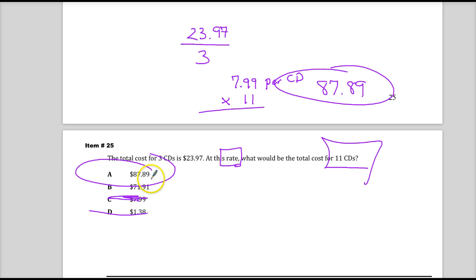This 7191, I'm not 100% sure where they got it. It's probably them multiplying out some other, like, times 10 or some other such thing. But, you know, that's it. Just make sure that you work the problem out to find the per CD price, multiply that number by how many CDs you need, and that leads to your final answer. Pretty simple stuff.